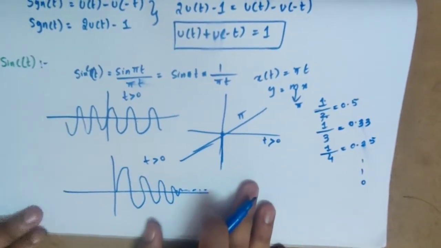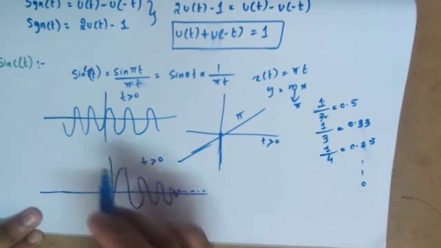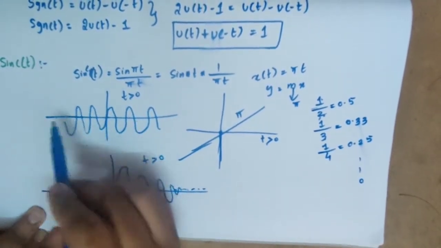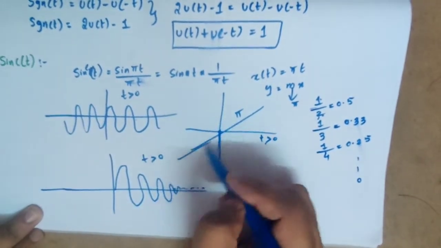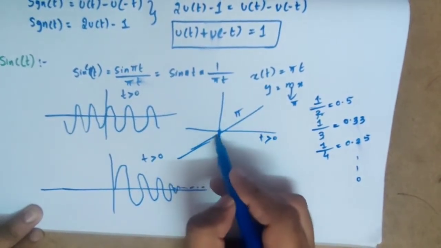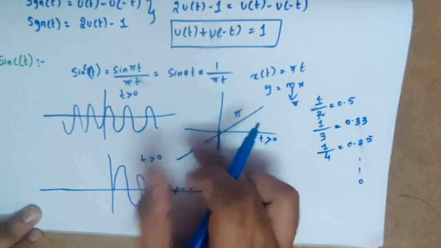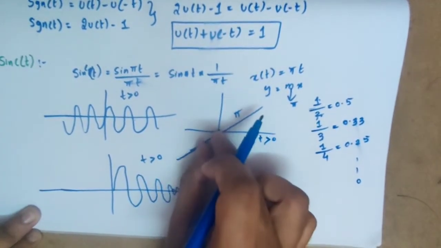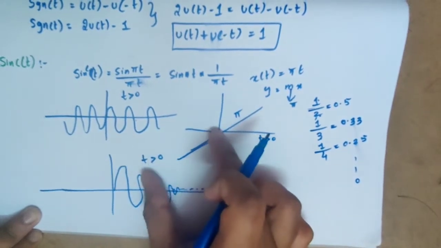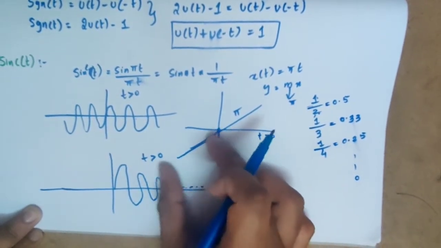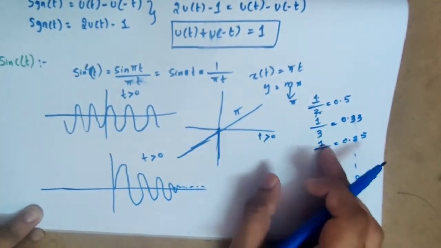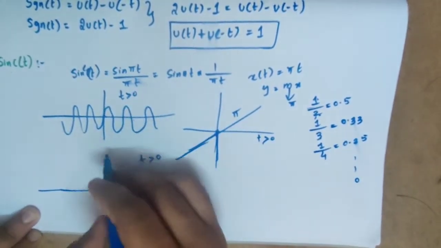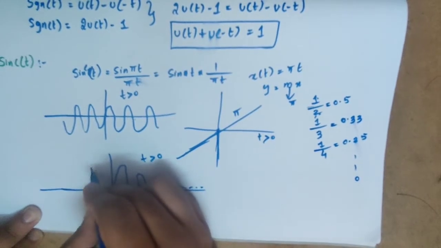For t less than 0, if you consider, what is that? For sinusoidal, this is the graph, and for pi t, this is the graph. Here also, if you can see, in the negative axis also the magnitude is increasing. See, this is increasing, this is not decreasing. The magnitude is expanding, right? The value is increasing. Again the same thing, if you divide something with an increasing value, the overall magnitude will decrease. So how will it be?